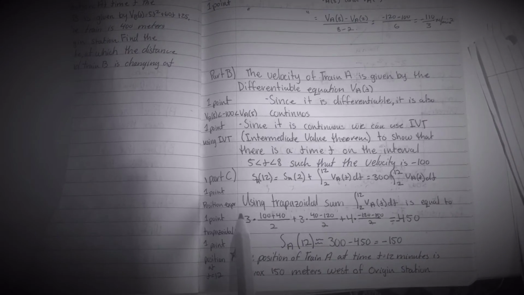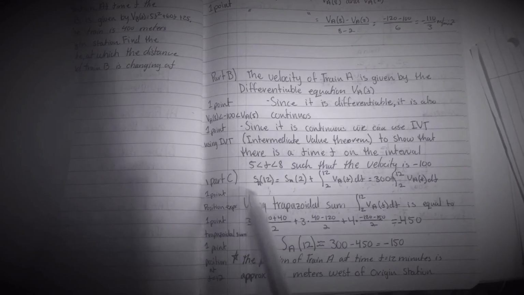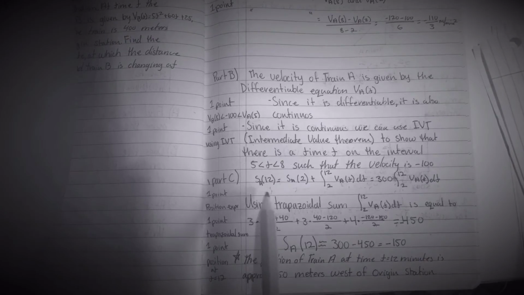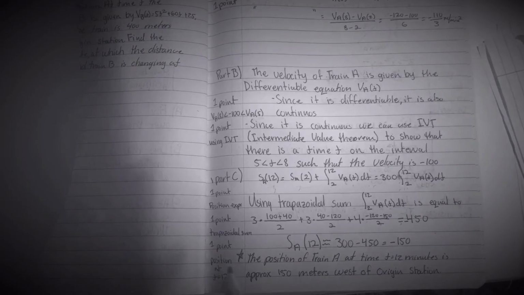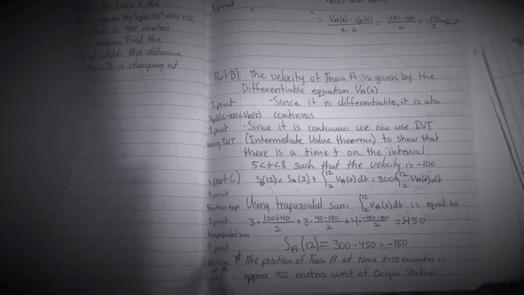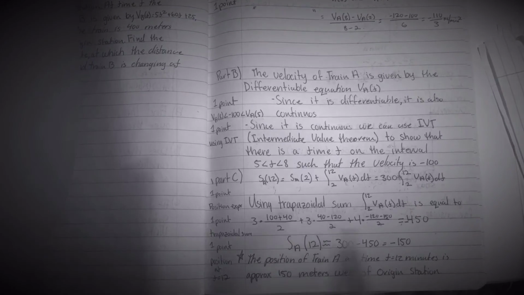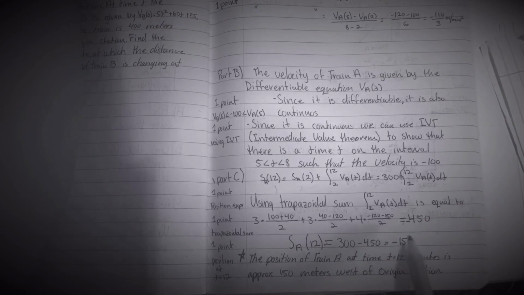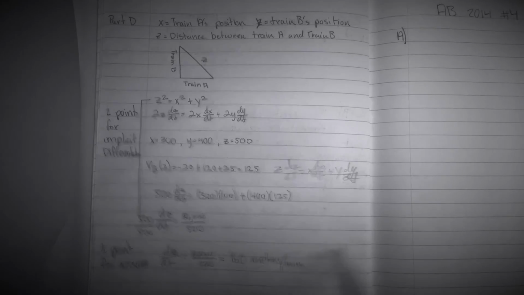intermediate value theorem to prove that you knew negative 100 was one of those values. In part C, you got 1 point for using the position expression, which was this nasty little thing right here. You got 1 point using trapezoidal sum, which is my worst enemy, all right here. And you got 1 point for the position at time equals 12, which is basically your final answer of 150.